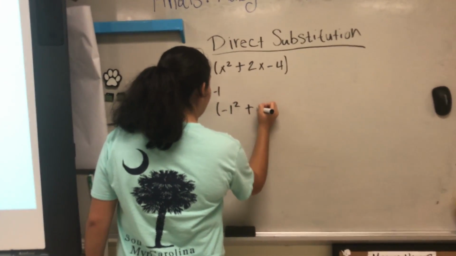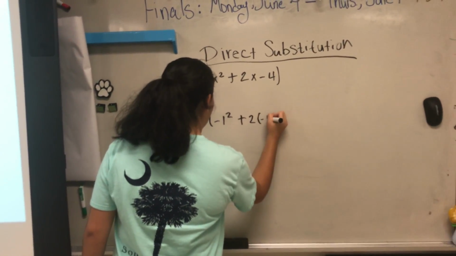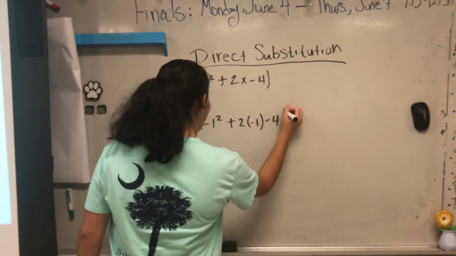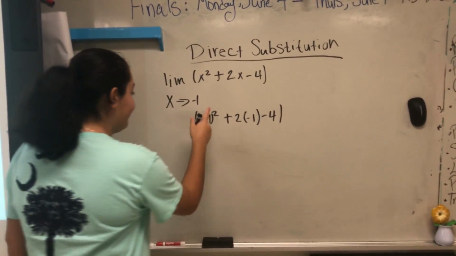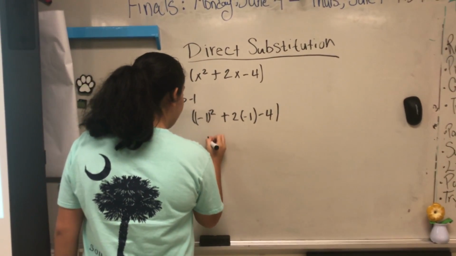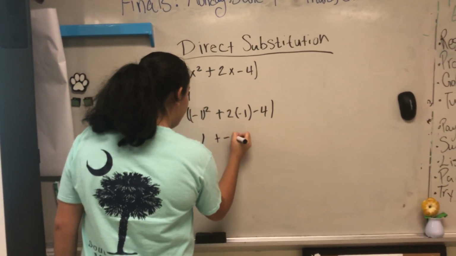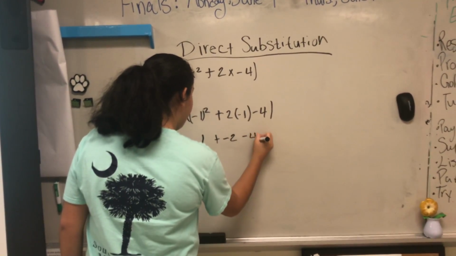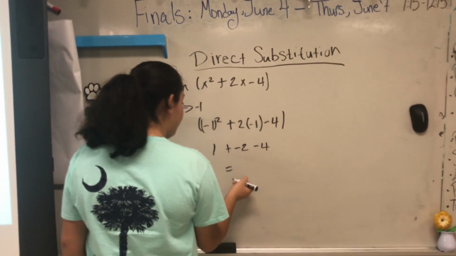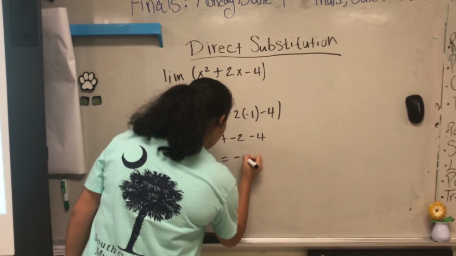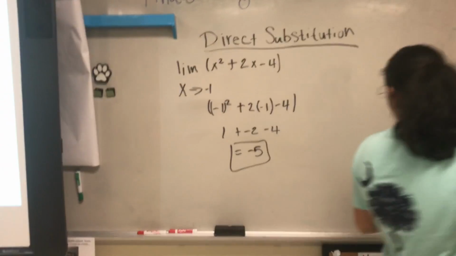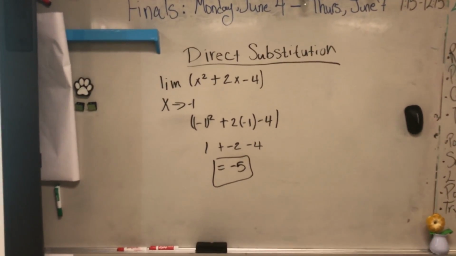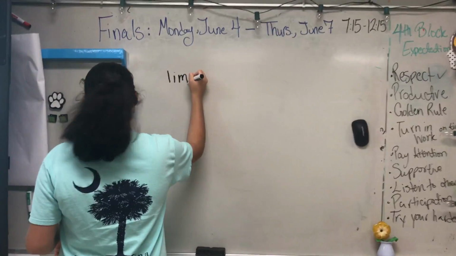So once you plug in -1, you will have (-1) squared plus 2 times (-1) minus 4. Make sure you place the numbers in parentheses. So (-1) squared is 1, plus 2 times -1, which will be -2, and then minus 4, which will give you the answer of -5.